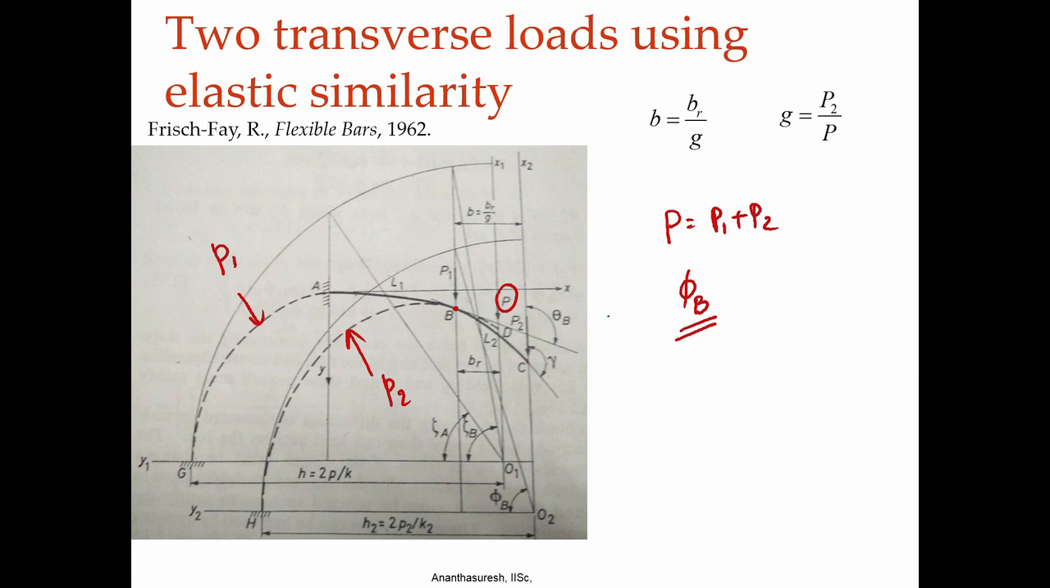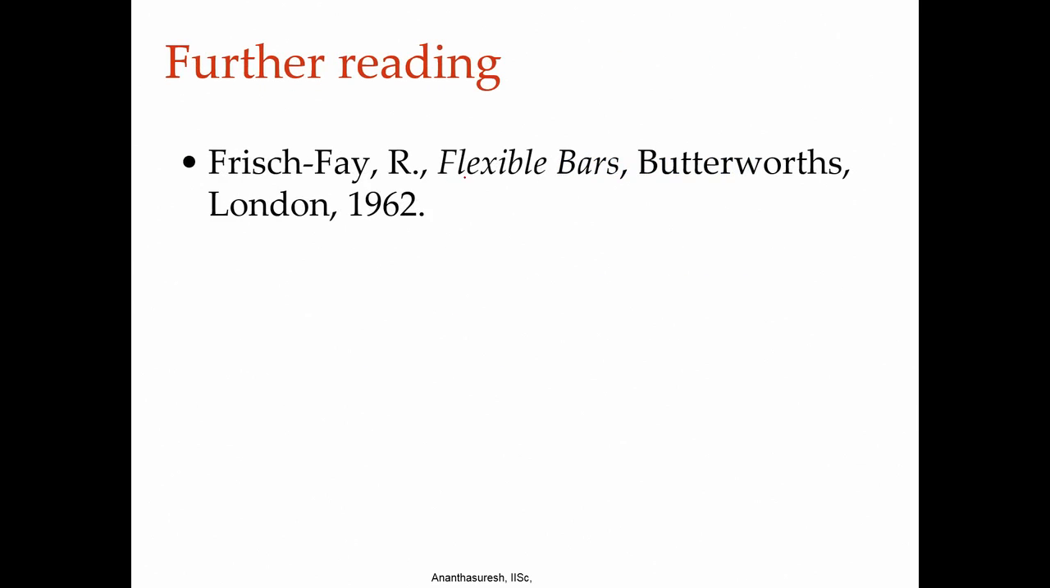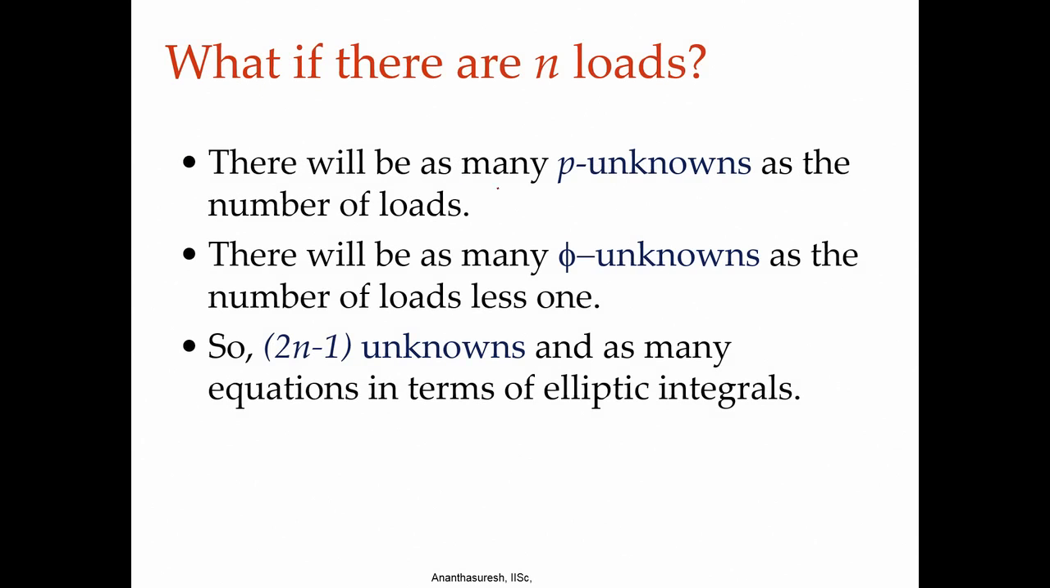So, this is phi b, and in this case the phi end is not known. So, if we have, let us say, n loads on a cantilever beam, there will be as many p unknowns as there are loads, and the number of phi unknowns will be 1 less, because for the last one phi equals pi by 2. There will be 2n minus 1 unknowns. We will have that many equations in terms of elliptic integrals and we can solve.